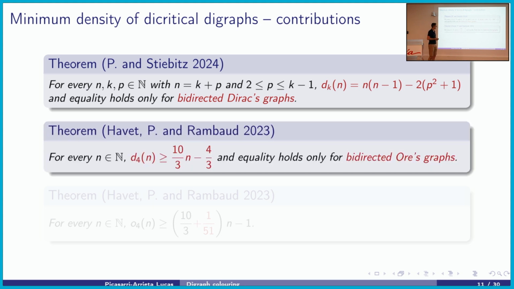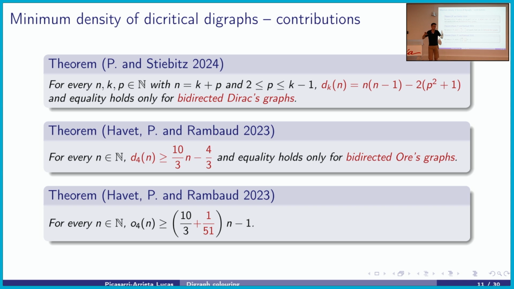And in a second work with Frédéric Havet and Clément Rambaud, we gave a general result on 4-dicritical digraphs using the potential method, which mainly has two consequences. The first one is a lower bound on d_4 of n, which was already known, but we also characterize exactly the dicritical digraphs with exactly this number of arcs. So this confirms the first conjecture for the case k equals 4. And the second main consequence of our general result is an answer to the second conjecture for k equals 4, which is that there is a significant gap between o_4 and d_4, so a gap of roughly n over 51.